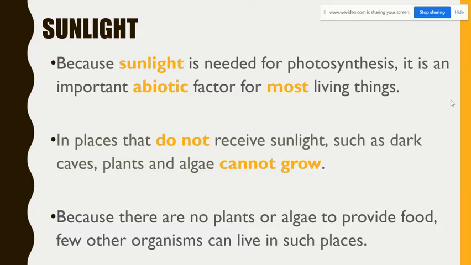Sunlight is also another important abiotic factor. It's needed for the process of photosynthesis, so plants can make their own food, and they can also produce oxygen, which is something that we then need to breathe. And so, in places that don't receive sunlight, plants and algae can't grow. So, there's really no food source for other animals, or they have to adapt to that different surrounding.